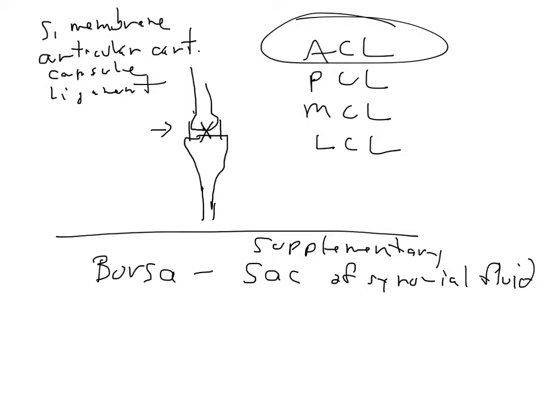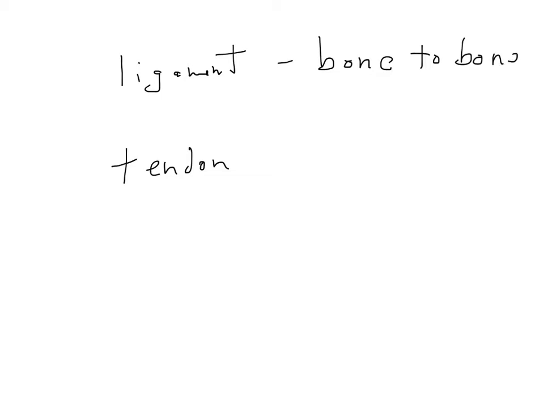While we're speaking of ligament and the tendon, a ligament is a piece of connective tissue that connects 2 bones. A tendon is a piece of connective tissue that connects a muscle and a bone.